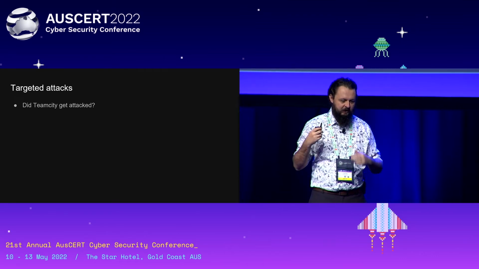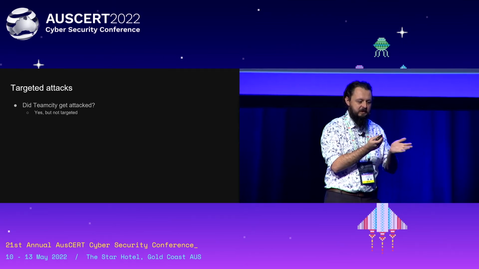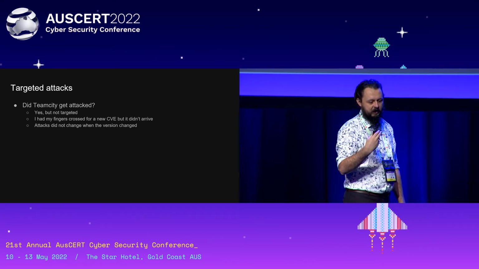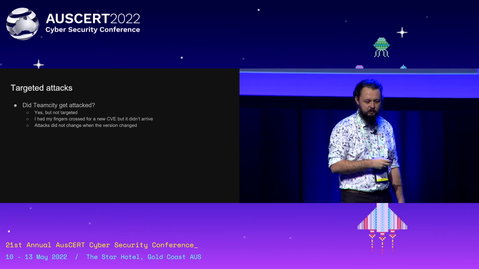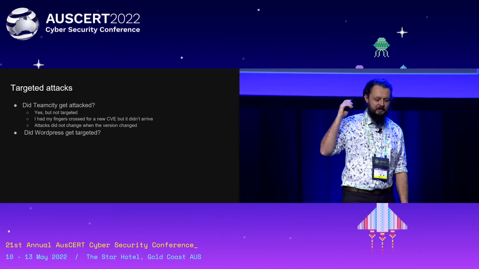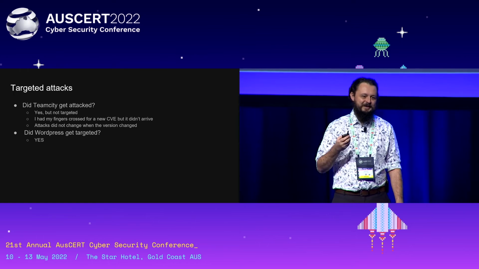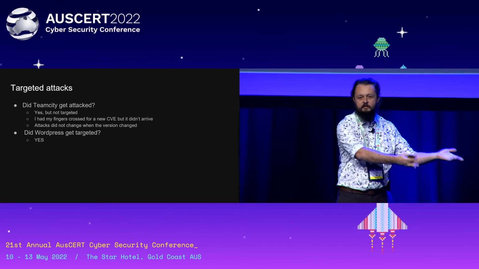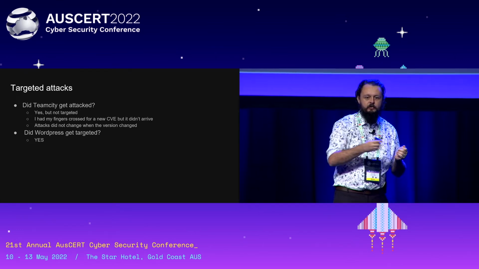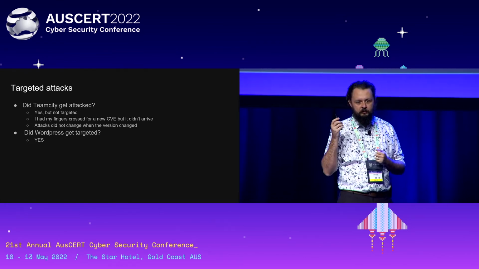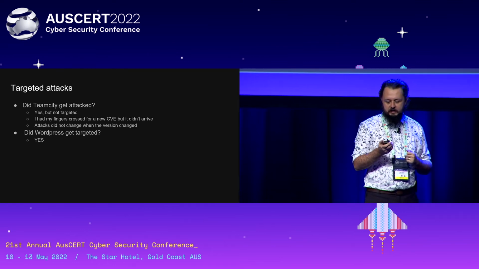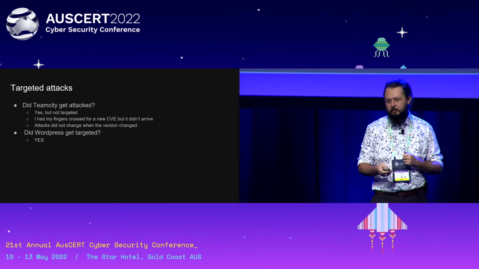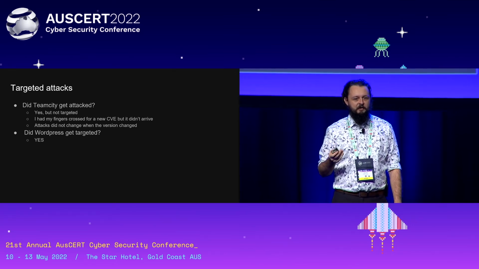So targeted attacks, unfortunately, I never got specific targeted TeamCity attacks. I had my fingers crossed for a new CVE to drop, but it didn't arrive and I had to end it eventually. Attacks did not change when the version changed. Did WordPress get targeted? Yes. I dropped WordPress, and yes, you see WordPress scanning. But after a certain amount of time, it did increase the specific WordPress scanning. So does that mean that people are going out specifically targeting TeamCity? Probably not. Maybe they're waiting to get to one on a private network, but by God, they're hammering WordPress.